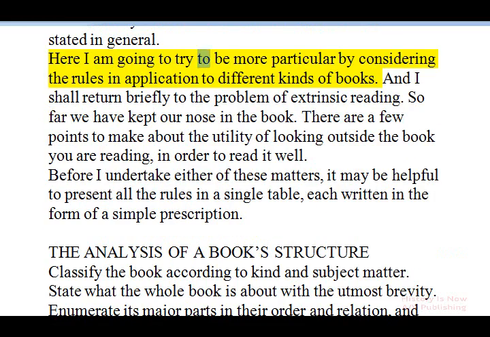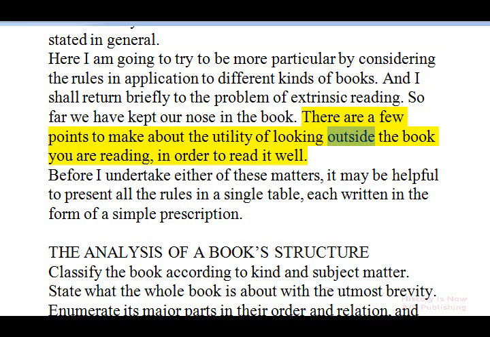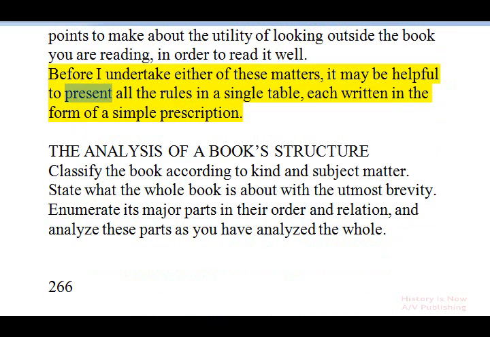Here I am going to try to be more particular by considering the rules in application to different kinds of books. And I shall return briefly to the problem of extrinsic reading. So far we have kept our nose in the book. There are a few points to make about the utility of looking outside the book you are reading, in order to read it well. Before I undertake either of these matters, it may be helpful to present all the rules in a single table, each written in the form of a simple prescription.